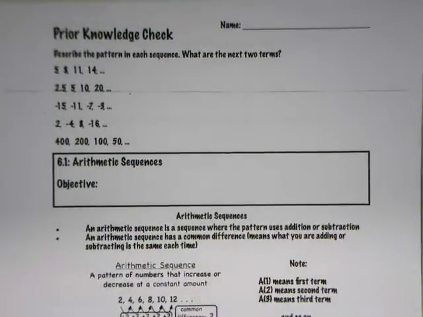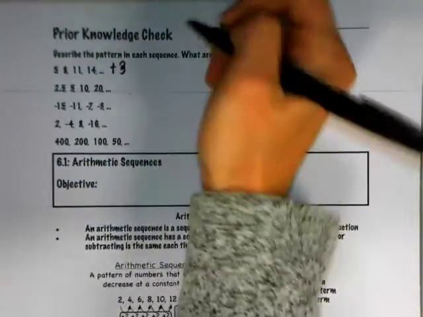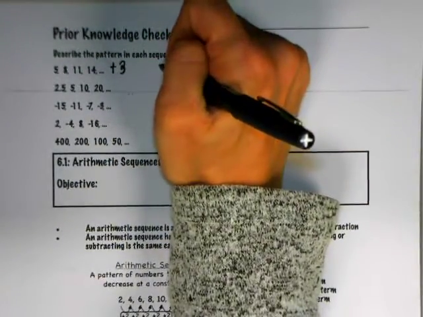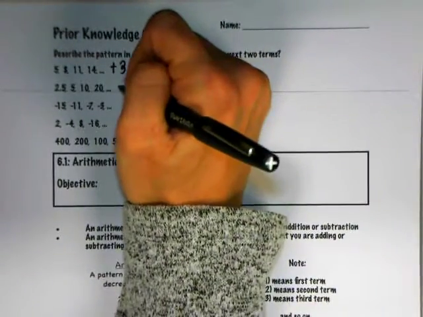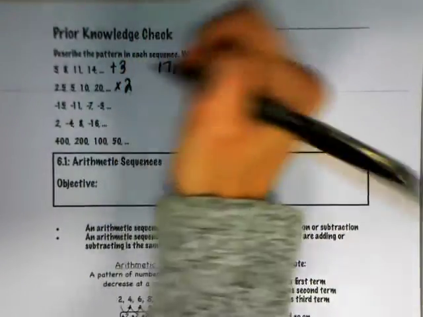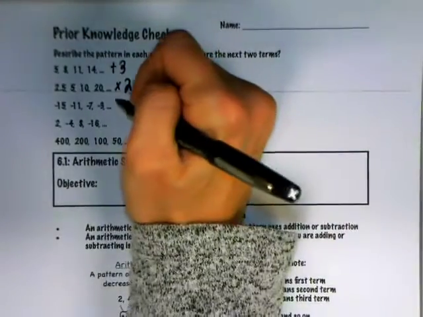Asking for what the pattern is and then what the next two terms are. So what's the pattern in the first one? Yep, adding 3. And then what would the next two terms be? 17 and 20. All right, what's the pattern in the next one? Times 2. And the next two terms? 40, 80.